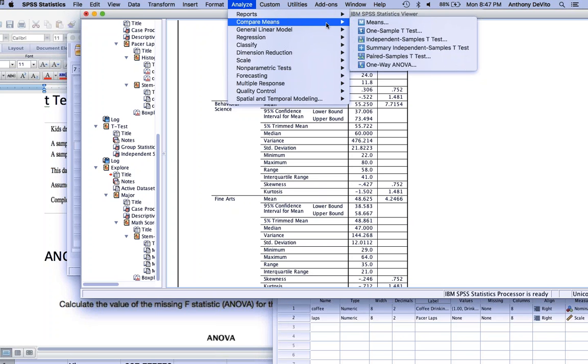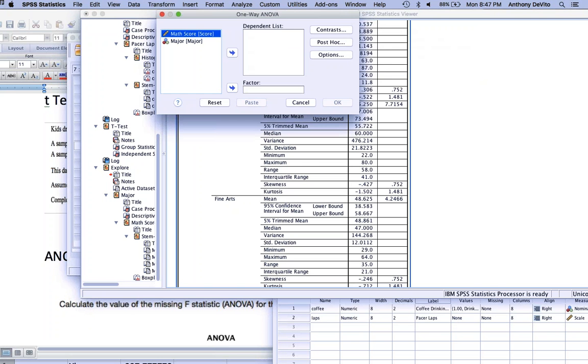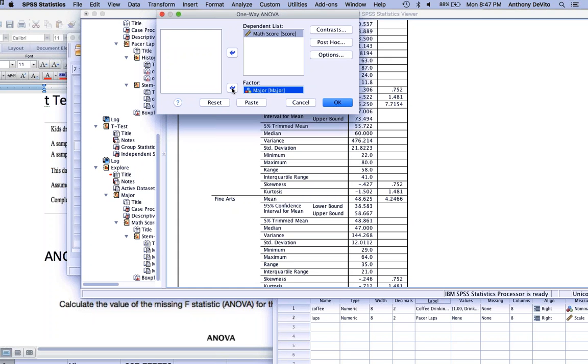So instead, we're going to go over to compare means, one-way analysis of variance. Our dependent list is what we're going to find the mean of, which is going to be our math score. And major is going to go into the factor. Now, it's not going to ask me what the values for the math score are, because it's going to analyze them all. It's not going to just want to compare 2.